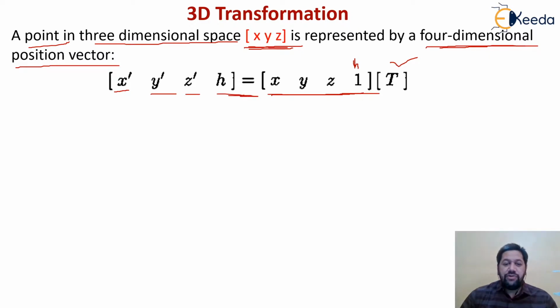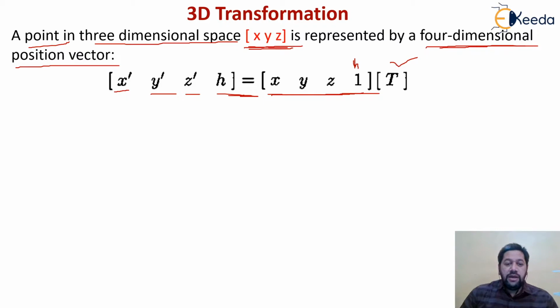Most of the time we consider this h value to always be 1, but we get the calculated or new values for x dash, y dash, and z dash. So this is what we are considering.